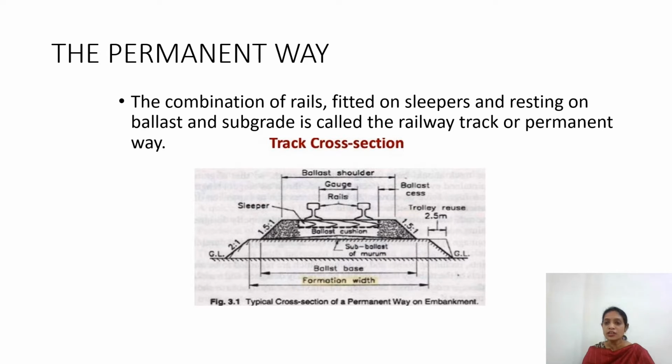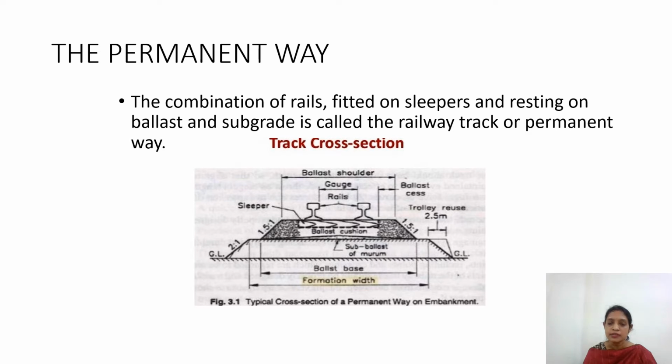Next, it is fitted on sleepers. Sleepers are nothing but the horizontal members. You can see the horizontal members in the diagram, the horizontal members over which the rails are fitted. These are the sleepers. Previously they were constructed from wood. Nowadays concrete is used.